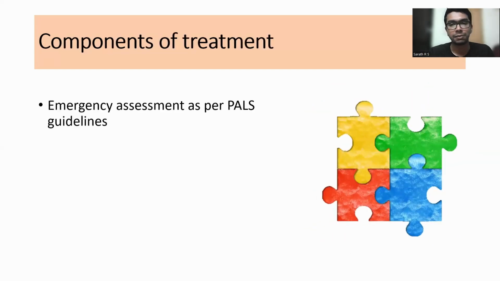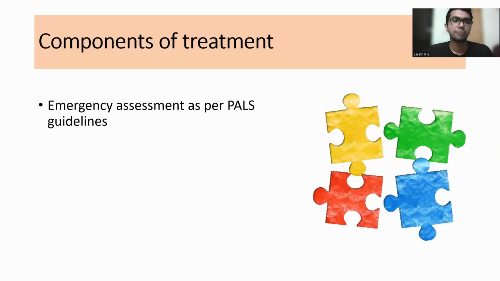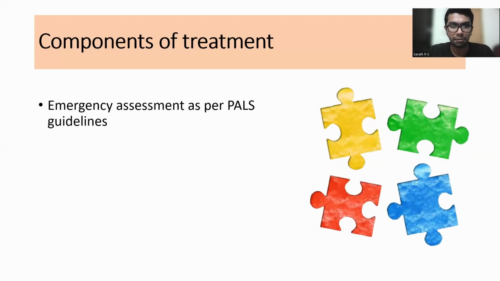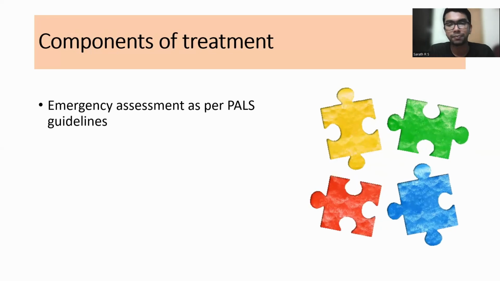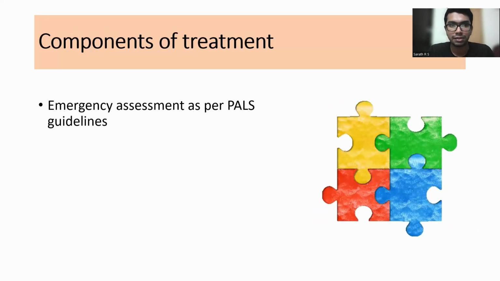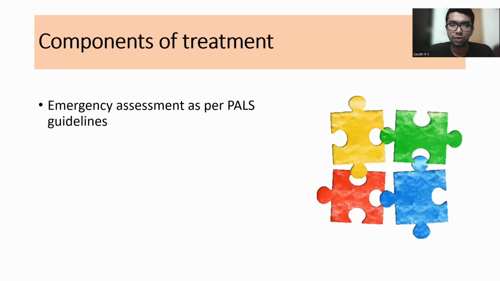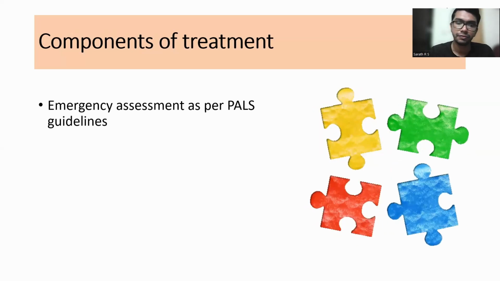Coming to components of treatment. The first component of treatment is the emergency assessment as per PALS guidelines. Whenever the patient comes to our emergency department, most of the children might already be dehydrated. You can see Kussmaul breathing, that is rapid deep breathing, acidotic breathing. Then they might rarely be in shock. At that time, we have to stabilize airway, breathing and circulation. And they might have altered sensorium, because of which there is a risk of aspiration. So we have to prevent that also.